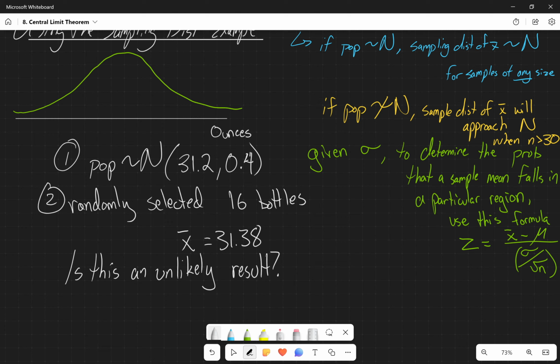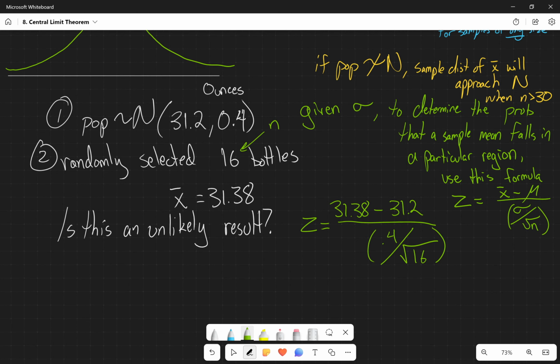And so the way that we're going to answer this is we're going to use this Z formula that we have over here, right? We're going to say, all right, Z is equal to my X bar, 31.38, minus my mu, 31.2, divided by 0.4, divided by square root of, this is my N, 16. Does it make sense where I'm getting those numbers and why I'm putting them where I'm putting them? Okay. So then we calculate the Z statistic here, and we find that the Z statistic is 1.80.